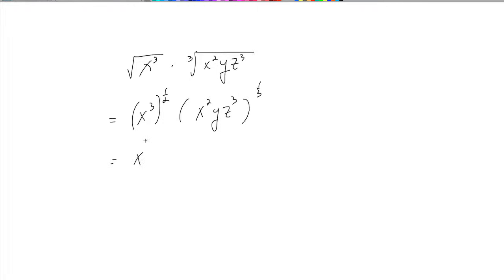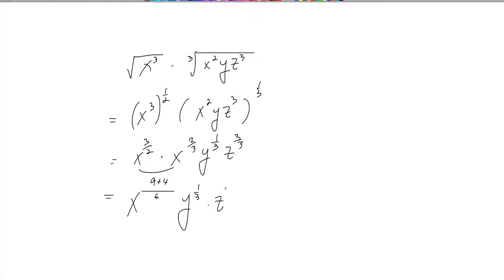Then we get x to the power of 3 over 2, distribution, x to the power of 2 over 3, y to the power of 1 over 3, and z to the power of 3 over 3. Common base of x, so we can add these two together. You're going to get a common denominator of 6. You get 9 plus 4. y is by itself, and z becomes the power of 1. So we get x to the power of 13 over 6. It doesn't reduce. y to the power of 1 over 3, and just z.